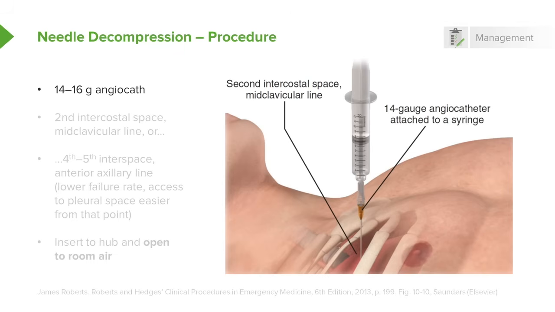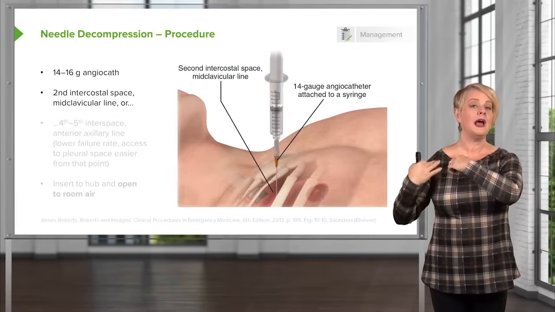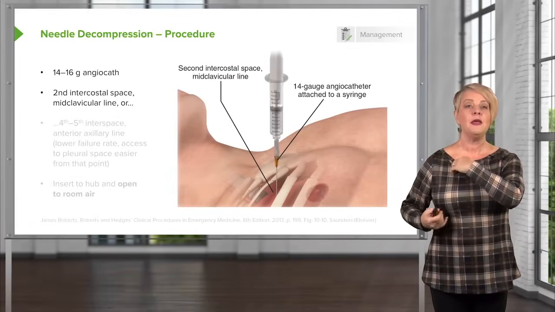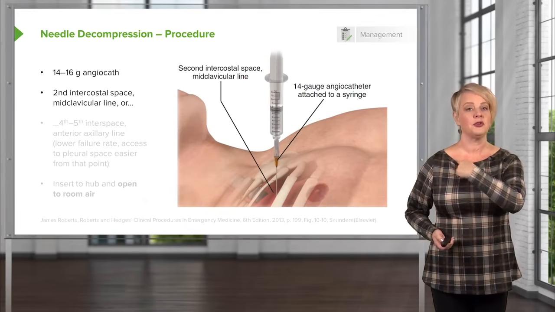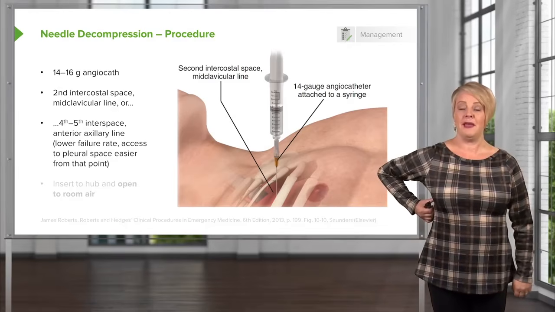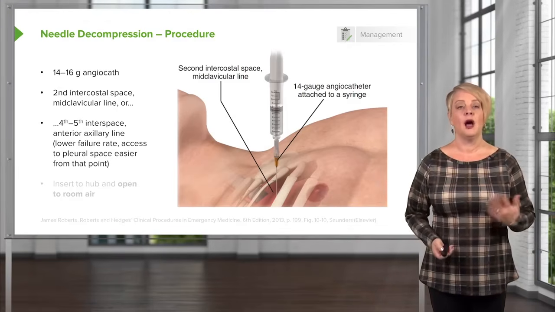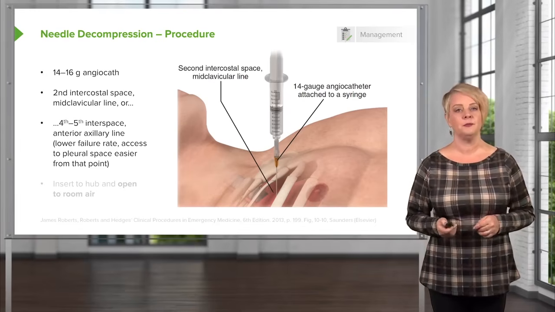The way it works is you take a 14 or 16 gauge angiocath, or basically any large bore angiocath or needle, and you're going to insert it at the second intercostal space in the midclavicular line. So you're going to palpate both sides of the clavicle. You're going to identify the midclavicular line, and then the second interspace is typically about 1 centimeter below that. So that's what you're going to aim for. You also can use the 4th or 5th interspace in the anterior axillary line if that anatomy is more favorable for your patient. Either one is acceptable.